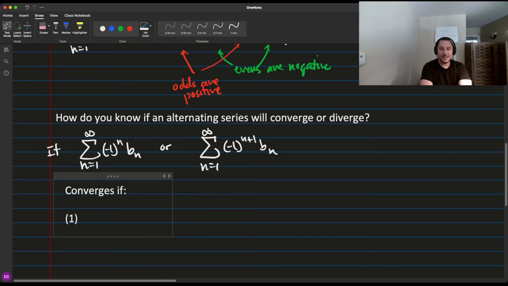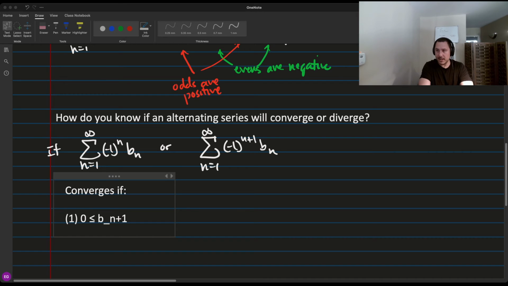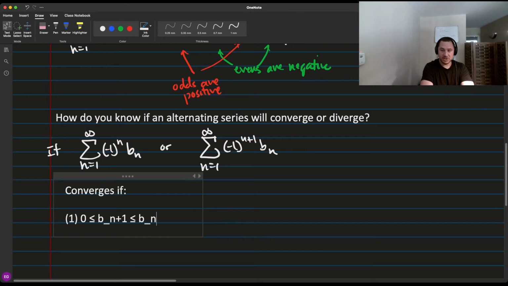If 0 is less than or equal to b_n plus 1. Let me just write this and I'll explain what it means. Okay, I keep on pressing the wrong buttons. Sorry. It converges if that's true, and I'll explain what that means in a moment here.